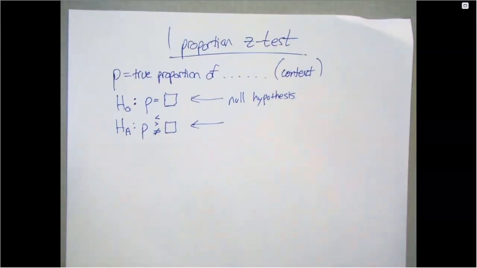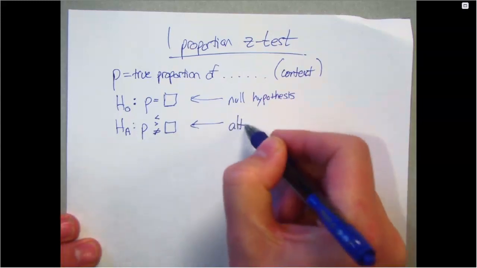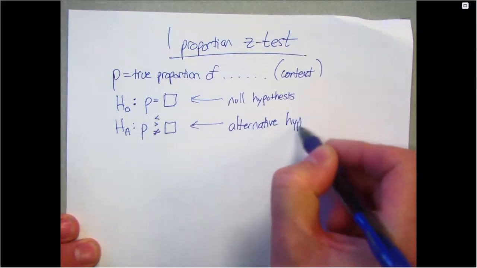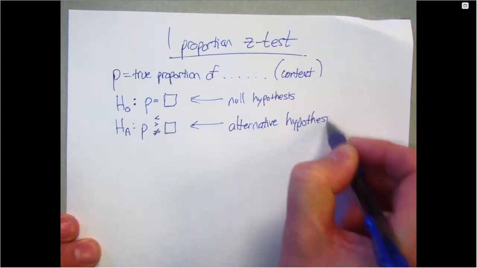Should we write that on here, or is that part of it? Yes. This is still like section 2, yeah. So this is your alternative hypothesis.